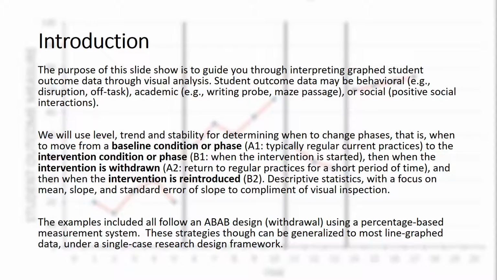The purpose of this slideshow is to guide you through interpreting graphed student outcome data through visual analysis. Student outcome data may focus on reducing a problem behavior or increasing a pro-social or academic behavior. The guidelines presented in this process are a guide and should not be viewed as absolute or inflexible rules for interpreting graphic data or making phase change decisions, but as general guiding principles to help inform and support educators' phase change decision making. Make sure to consider ethical issues as well when making decisions about when to make phase changes.